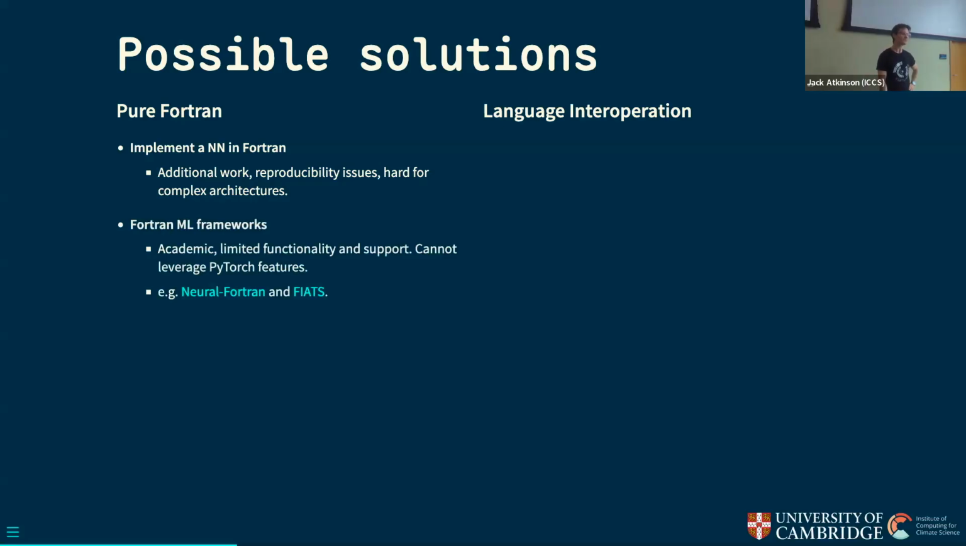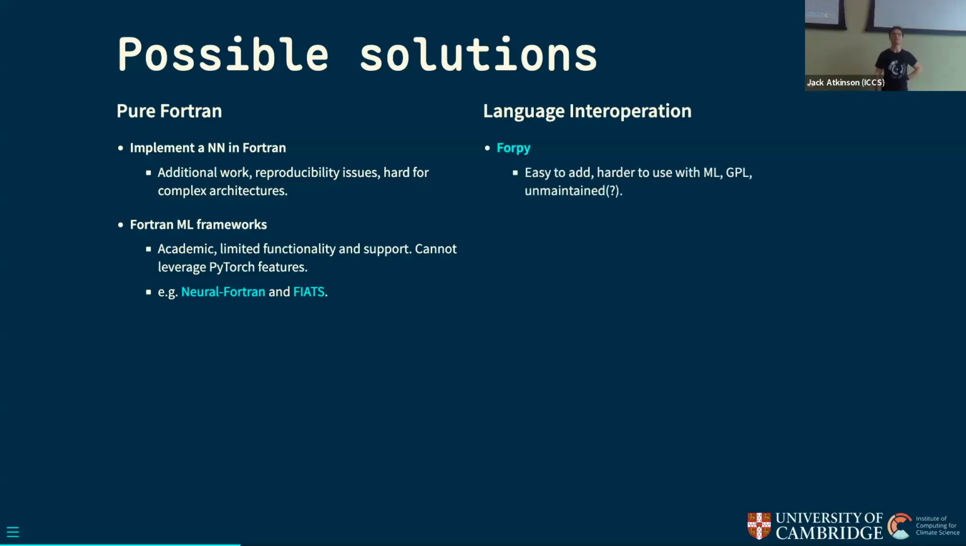The other option is there are now emerging some pure Fortran machine learning frameworks, two leading ones listed here. However, these are often academic-driven projects, and they always lag behind the latest improvements by the more industrial companies, say, behind PyTorch.